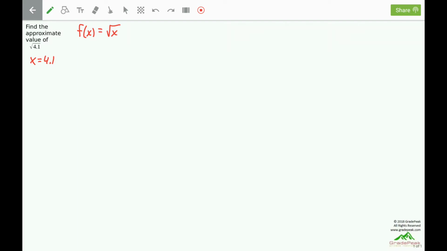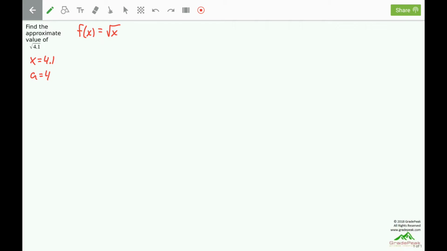The third thing to do is find a value near the x value of 4.1 and name it a, and have it be a value that can easily be evaluated in the function of the square root of x. We therefore want a perfect square. There is a perfect square near 4.1, 4. So a will equal 4.